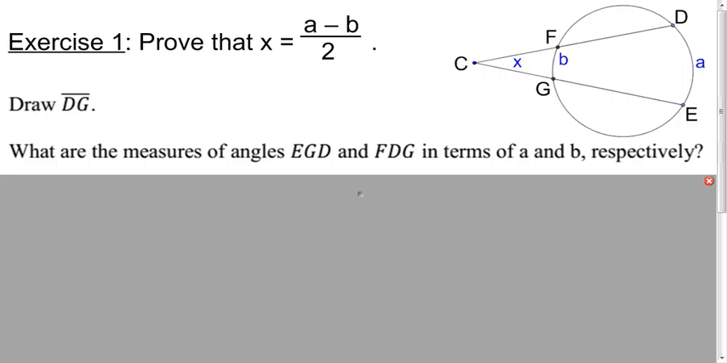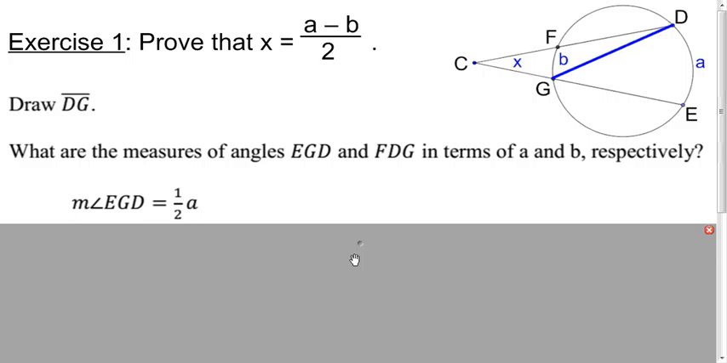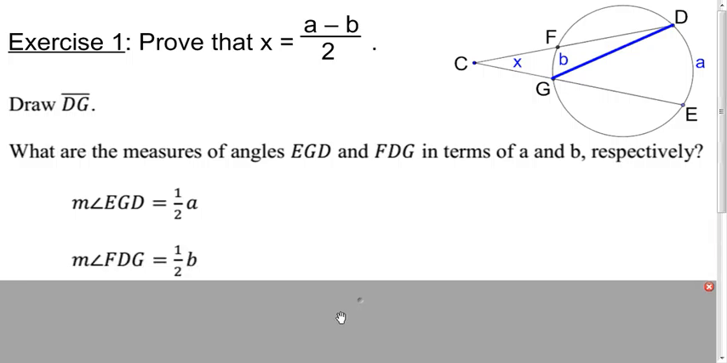So we want to do a construction here. So let's draw in DG, because this gives us some inscribed angles, and those are going to be helpful. So what are the measures of angles EGD and FDG? Well, they're going to be half the measures of the intercepted arcs. So EDG is half of A, and FDG is half of B.